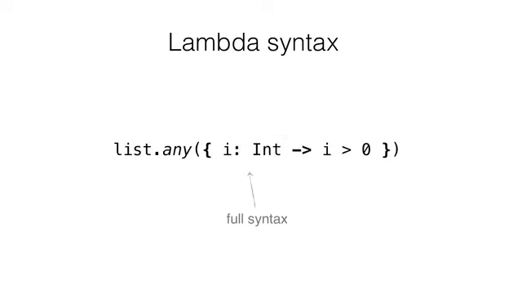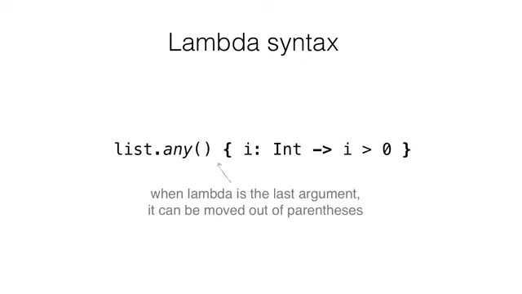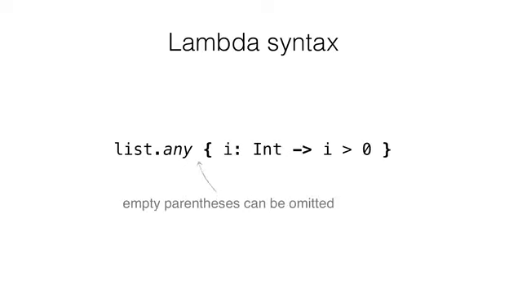If you just pass the lambda as an argument, you can put the whole lambda inside the parentheses. However, there is a better way to express that. You can move the lambda out of parentheses if the lambda is the last argument, and if the parentheses are empty, you can even omit them. And this way you see this nice syntax.